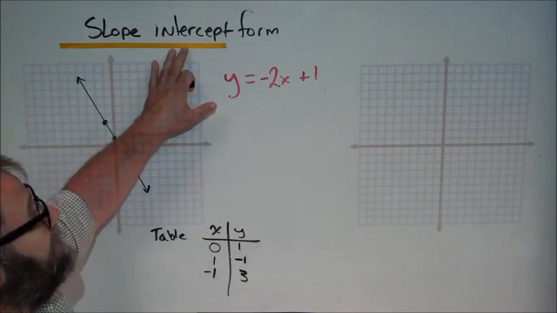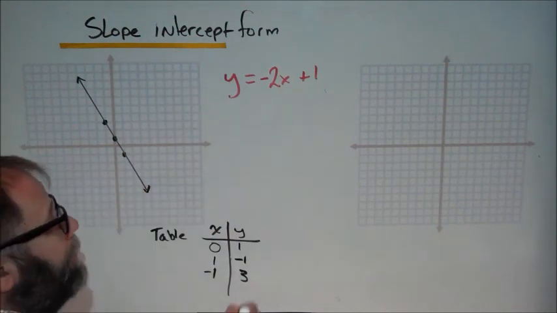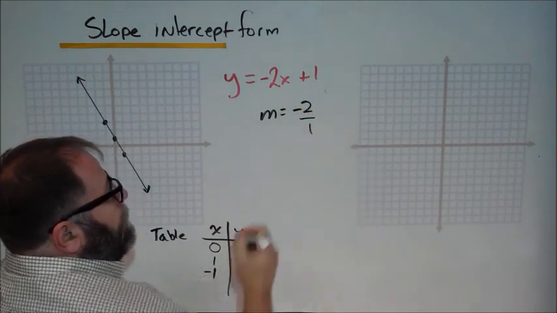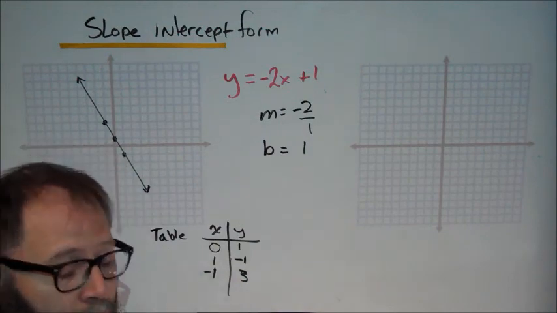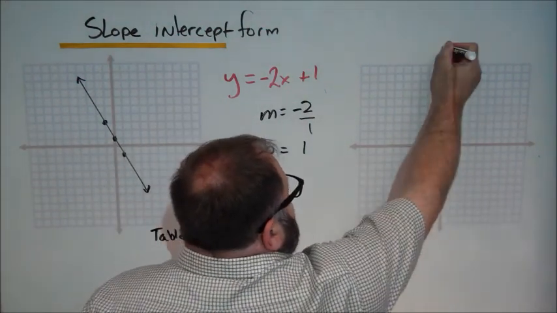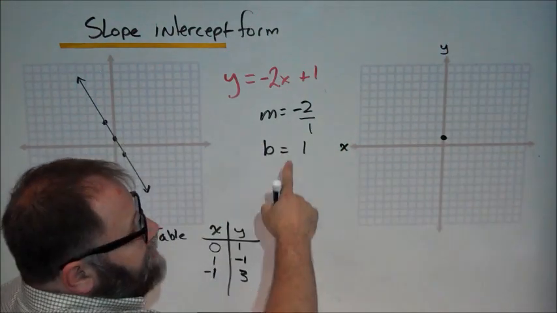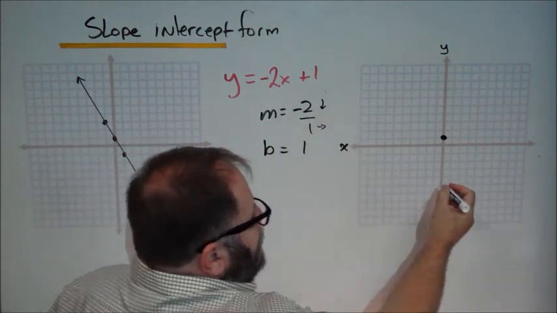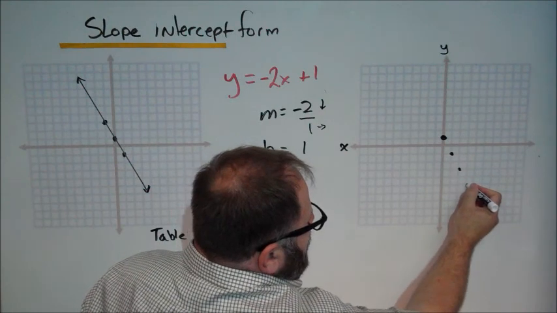But here's the advantage of slope-intercept form. So what we know is the slope. We know that the slope equals -2 over 1. We know that the y-intercept is 1, which means that I know that my line goes through the y-axis here. This is my y-axis, that's my axis, goes there. And then my slope is down 2, right 1. So down 2, right 1, down 2, right 1, down 2, right 1.